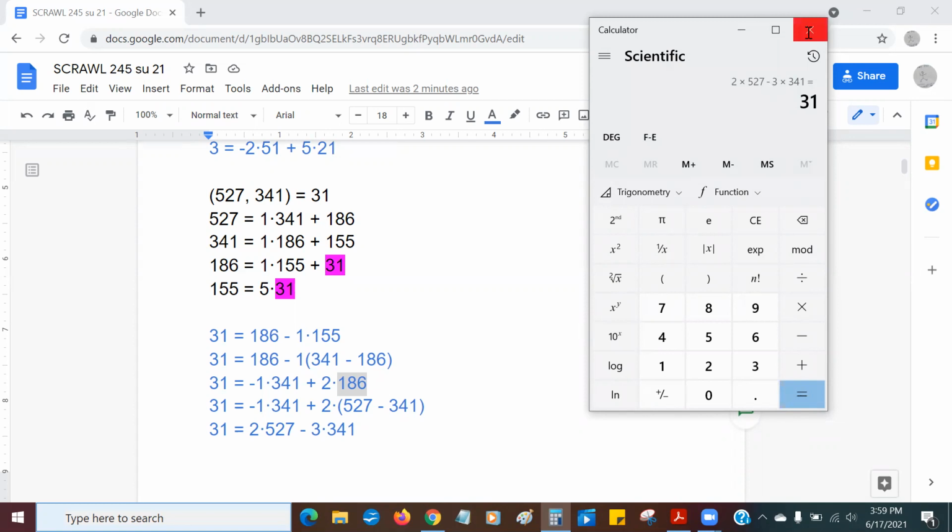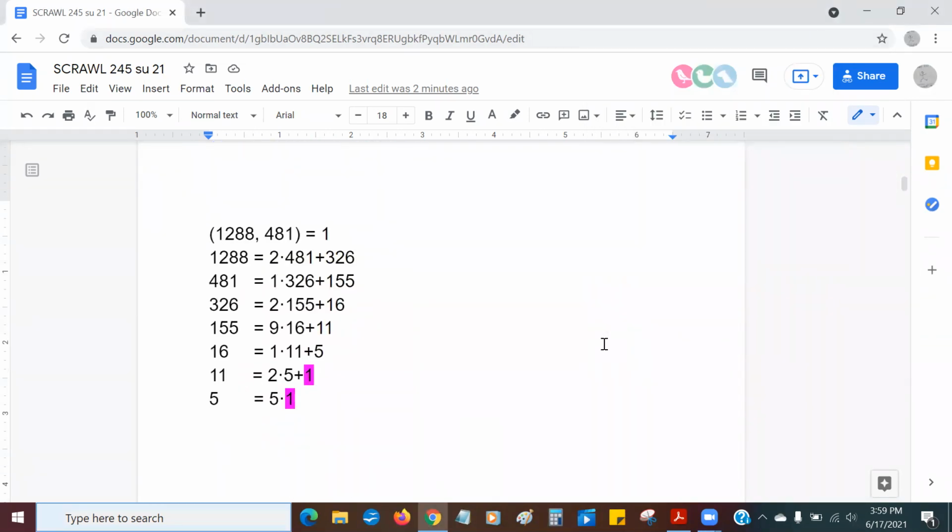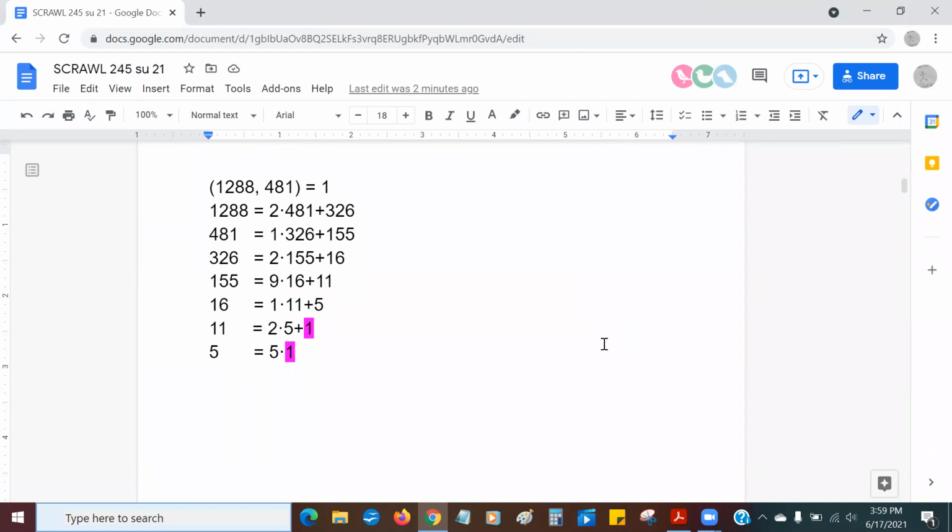And now for the big one. What we want to do now is express the number 1, which is the greatest common factor, as a linear combination of 1288 and 481. That's not so simple to do. Well, let's see if we can do that.